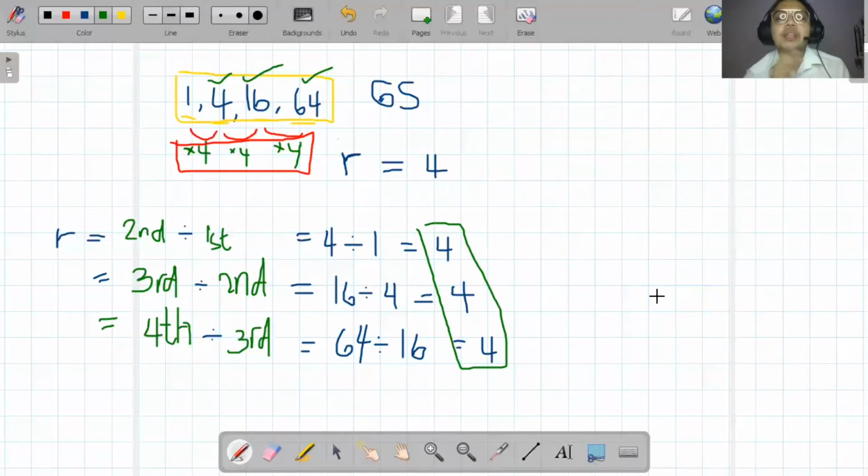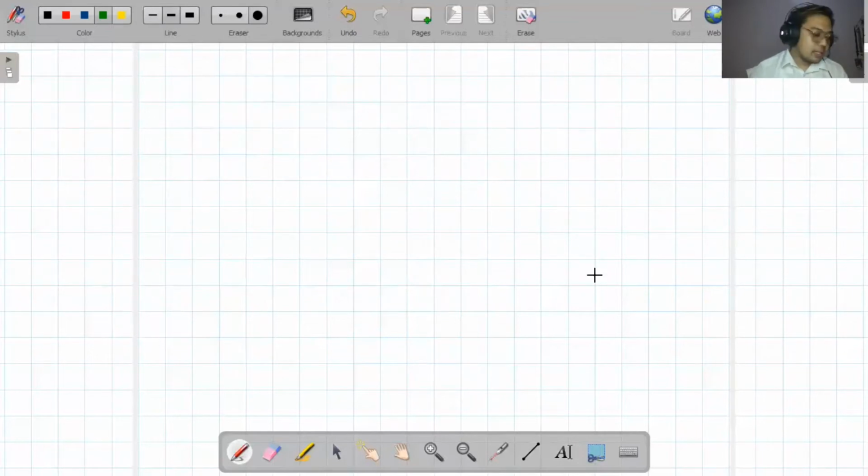So mao to ha, geometric siya basta nag-times ta. Kung tanaw nimo ang kada term nakuha siya kay gi-times nga particular number or constant number. And katong constant number nga imong gi-times ang gitawag ato is common ratio. Sa pagkuha sa common ratio, second divided by first, third divided by second, fourth divided by third, and so on. Okay? So, what if ang example is decreasing?